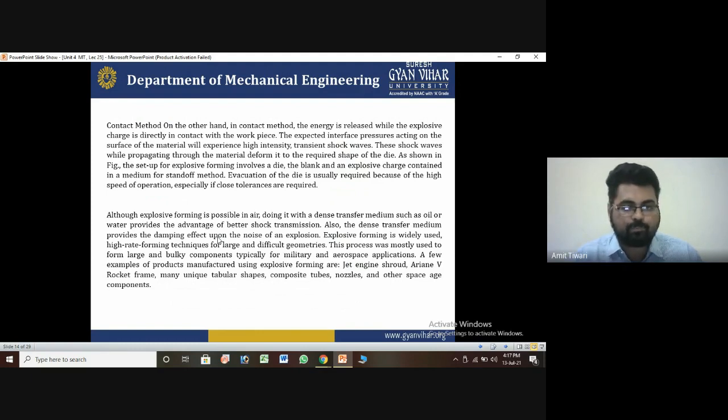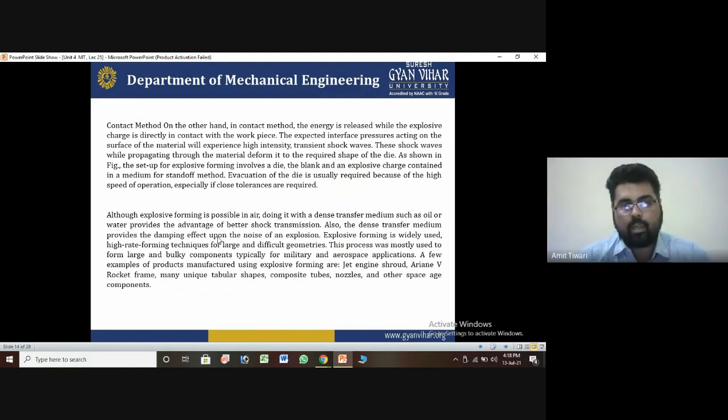A few examples of products manufactured using explosive forming are jet engine shrouds, Ariane V rocket forms, triangular shapes, composite tube nozzles and other space-age components. So these are some conditions for generating metal working and the idea of how it is used. That is the contact method.